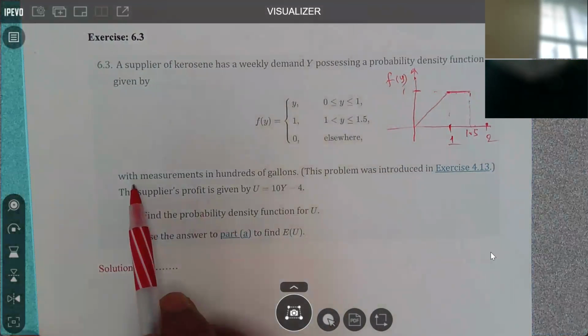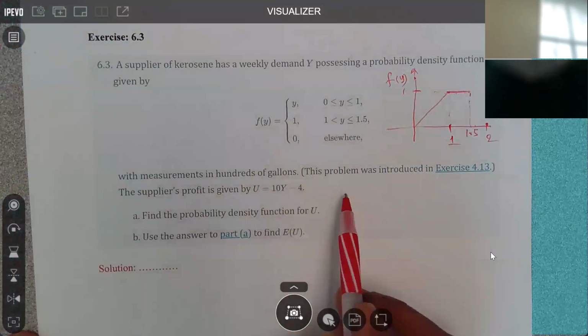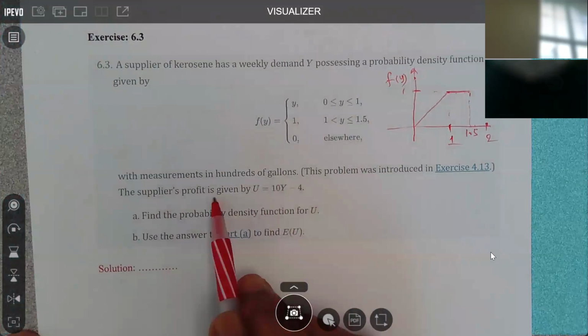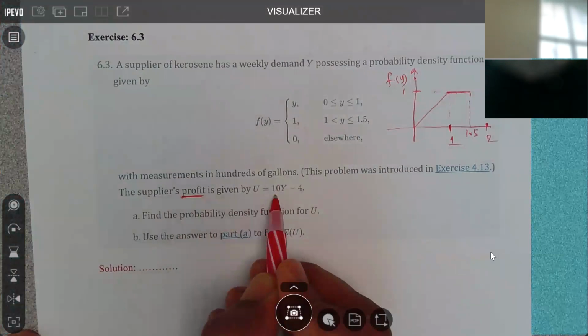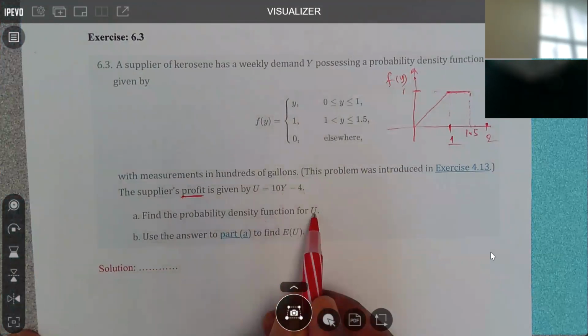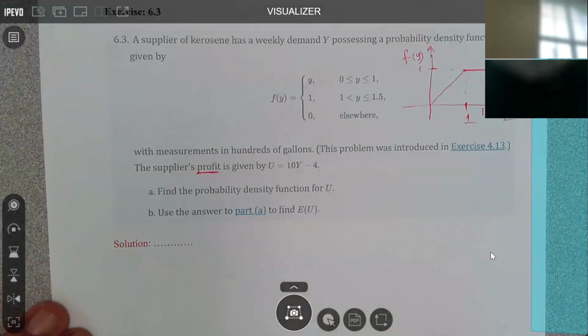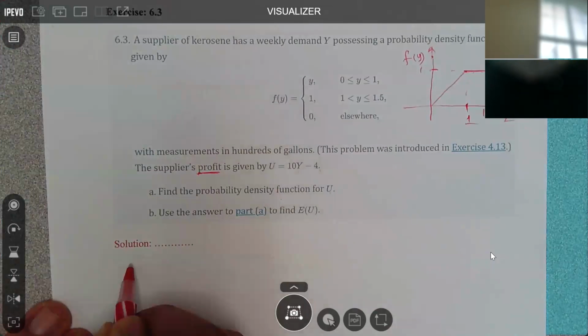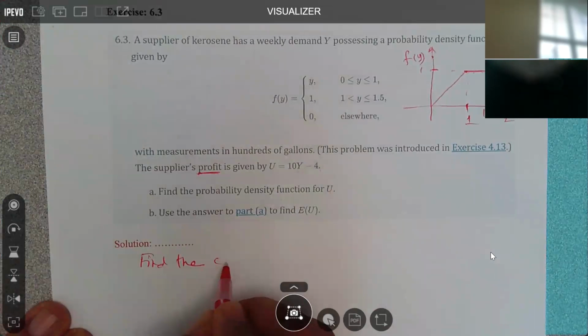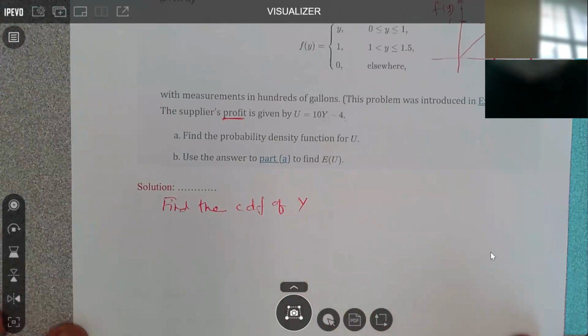Now, with measurement in 100 gallons, the supplier profit, now the profit here, right? Profit is given by 10Y minus 4. Find the probability density function of U. You want to find the probability density function of the profit. Okay. Now first find the CDF of Y. Okay, CDF of Y.